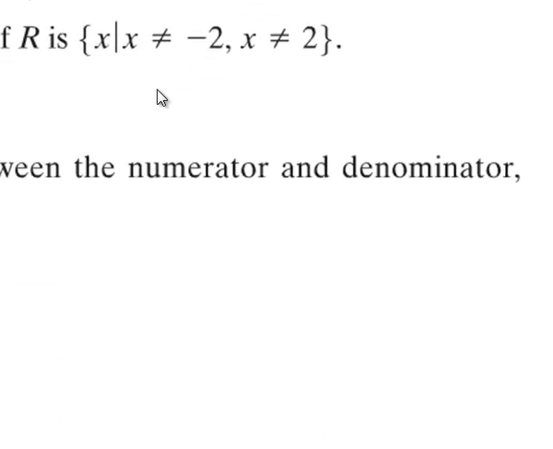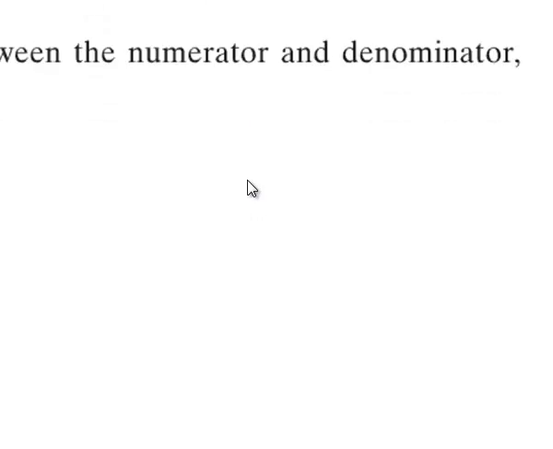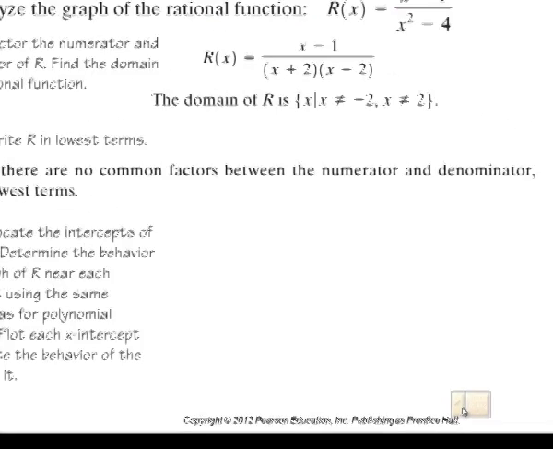Alright, so we've got that. Because there are no common factors between the numerator and denominator, what they mean is that we can't cancel anything between the numerator and denominator. Okay, now locate our intercepts. To do that, we set x equals 0 and solve for y, then set y equals 0 and solve for x. Let's see what that looks like.